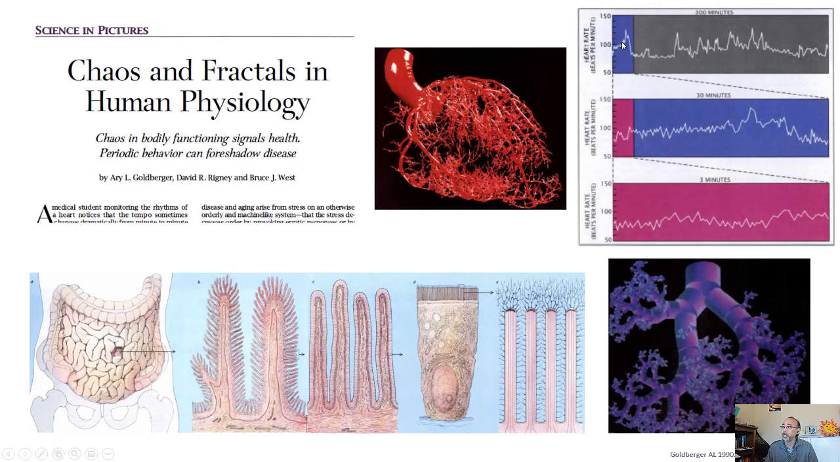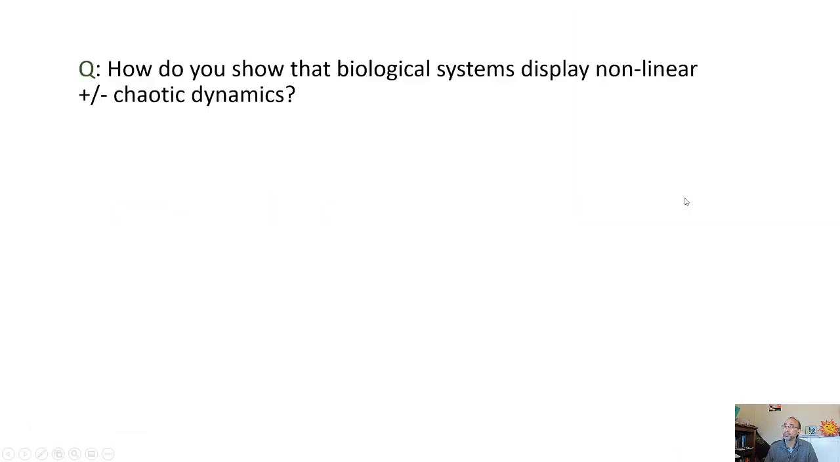And this is an example of a heart rate time series obtained over 300 minutes, where you could zoom in to the 30-minute range and also into the 3-minute range and recognize that there is this fractal nature to it, essentially this repetition of patterns across spatial and time scales. The question is, how do you show that biological systems display nonlinear plus or minus chaotic dynamics? And that was certainly a difficult question to answer.